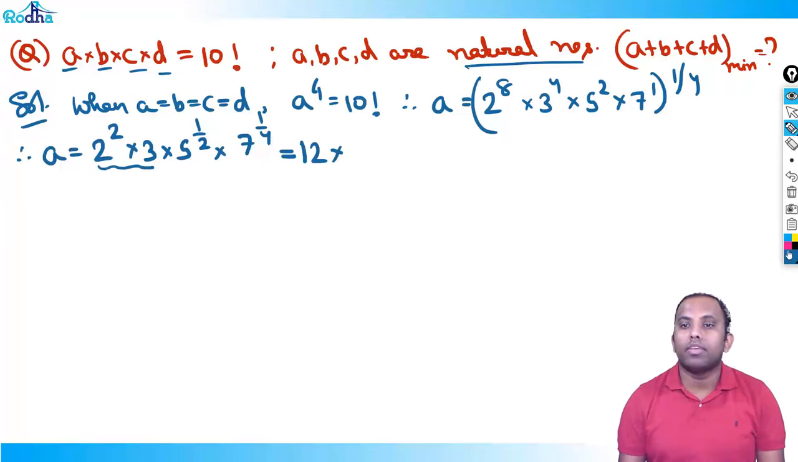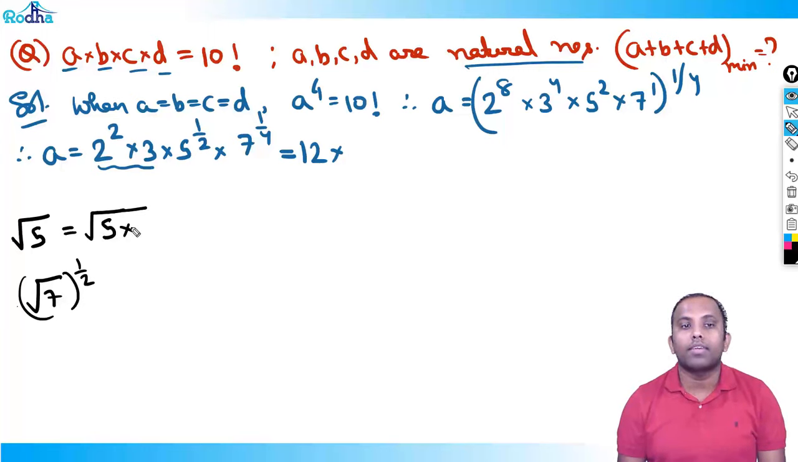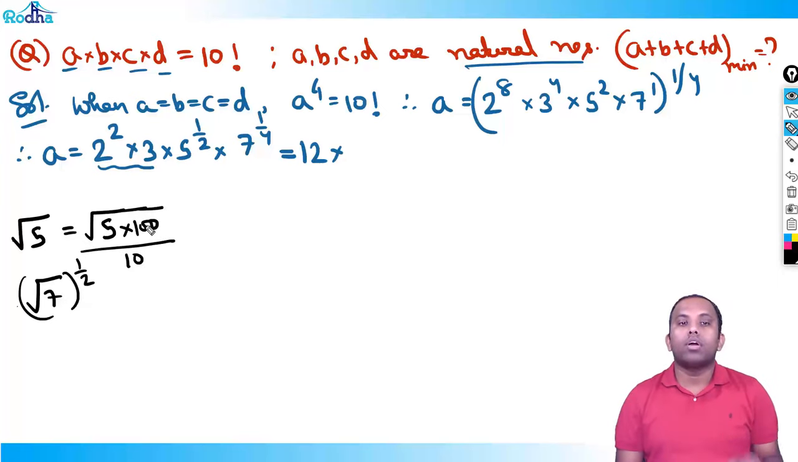Now, what is root 5? We have discussed this concept in speed maths also, right? I'll discuss here also how to get the value of root 5. What is here? 7 raised to 1 by 4 means what? It is like under root 7 and again under root 7, right? So for calculating root 5, just multiply 5 with 100 inside and divide by 10. Root 100 is 10. 10, 10 will cancel. So it becomes root 5 only. It doesn't make any difference, but it makes our process easy.